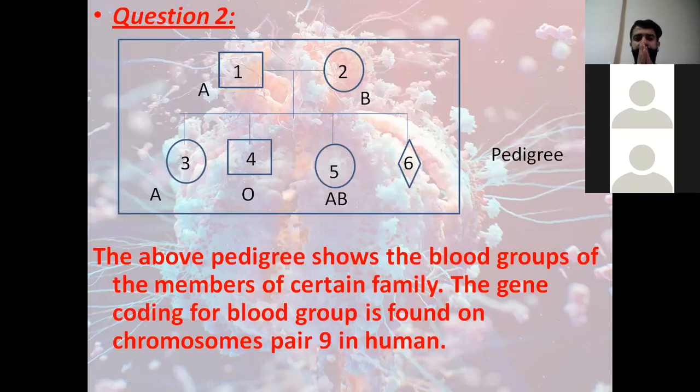Let's look at the pedigree. In the pedigree, we have the solution. Individual 1 has blood group A. Individual 2 has blood group B. Individual 3 has blood group A. Individual 4 has blood group O. Individual 5 has AB. And 6 is the fetus, whose blood group we don't know.